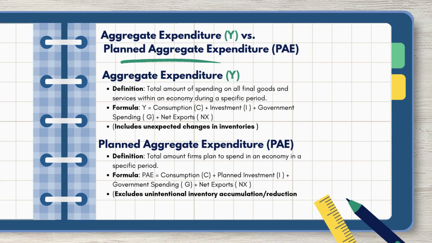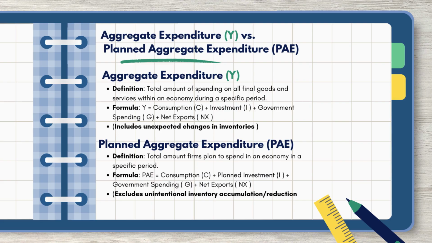aggregate expenditure. So aggregate expenditure can be defined as the total amount of spending on all final goods and services within an economy during a specific period. The formula can be seen as Y equals consumption plus investment plus government spending plus net exports.